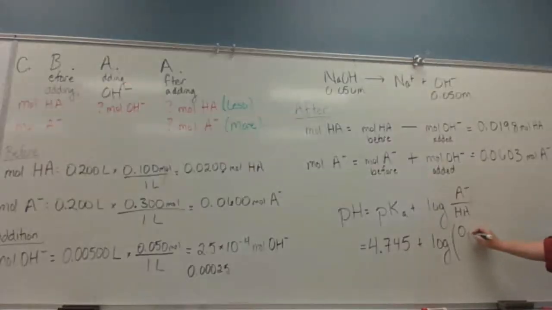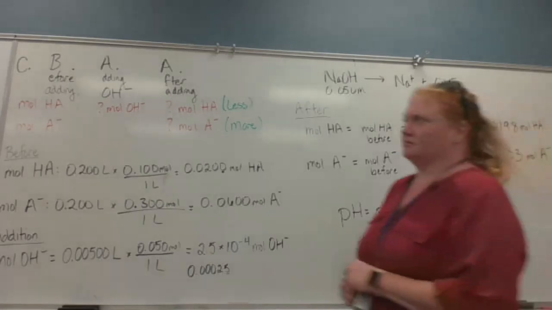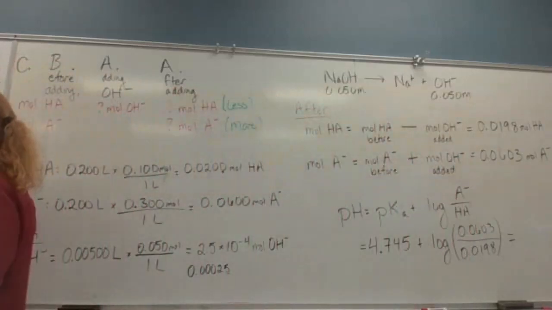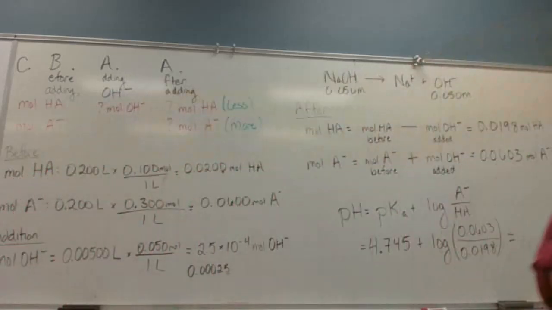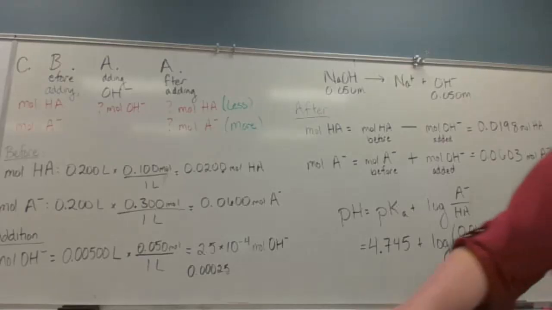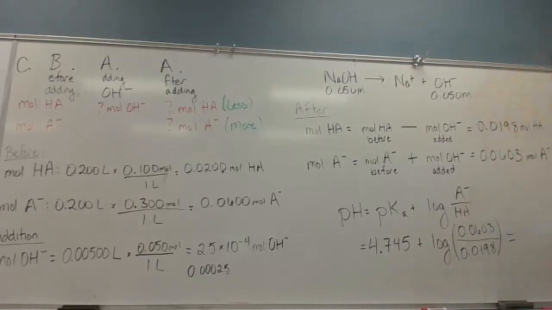Okay, A minus on top, so 0.0603 divided by 0.0198. What do you expect this number to be? Smaller, compared to what it originally was. It originally had a pH of 5.222. More volume. This is very interesting to me. Smaller. I bet 20 bucks it's smaller.